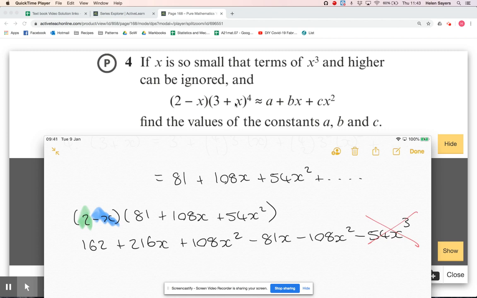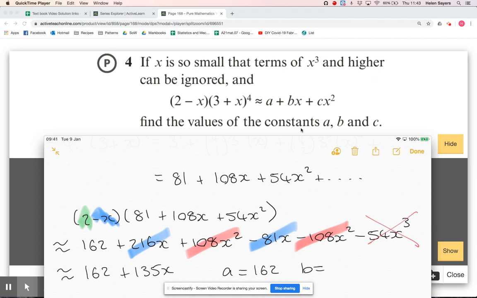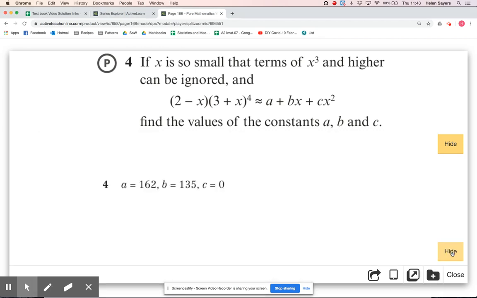So I've got 162, and then for my x terms, I've got 216x minus 81, so 135x, and then for my x squared terms, oh, that's gone. So we'll check my answer, but I would be getting that a is 162. So just looking at these values here, b is 135, unless I've gone wrong somewhere. I'm getting c is 0. Let's just check that. 162, 135, and 0, lovely.